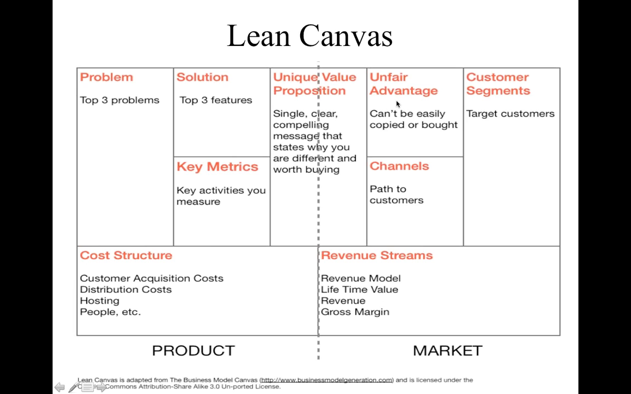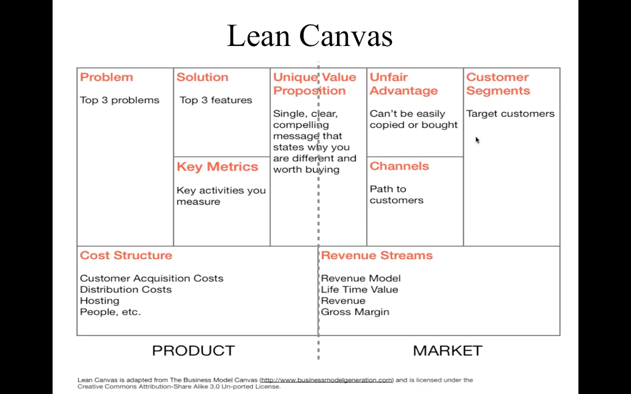Unfair advantage. What's the advantage that you have in this process that other people don't have? So if it's a service business, it could be a particular skill set that you bring. If it's a product, perhaps you're an engineer who has figured out a solution. Again, what is it that you bring to the table that someone else has not been able to do as well? Who are your customer segments?